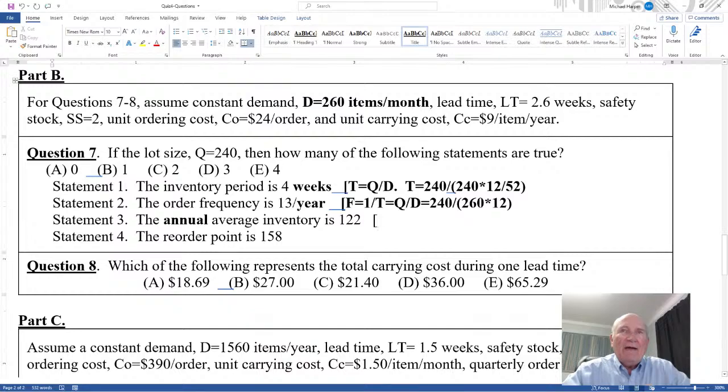The annual average inventory. Remember, the annual average inventory is Q over 2 plus safety stock. Bold that. Well, Q is 240 over 2 plus safety stock. The safety stock up there is 2. That one, everyone should get. And then the reorder point is 158.